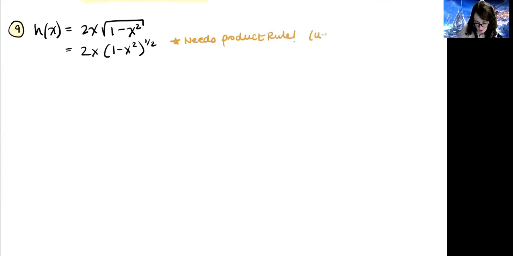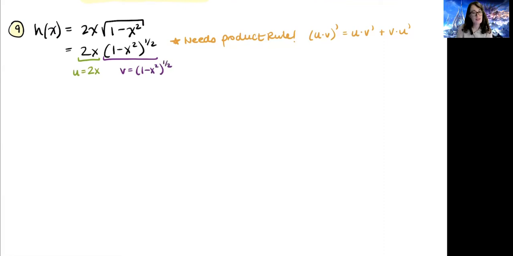So again, here's the product rule. The derivative of u times v is the first times the derivative of the second, plus the second times the derivative of the first. So what we have for u and v, let's see, the first one, u, I would say, is 2x. Then v, of course, will be 1 minus x squared to the 1/2. All right, we need the derivative of each of these. So u prime, the derivative of 2x, will be 2.